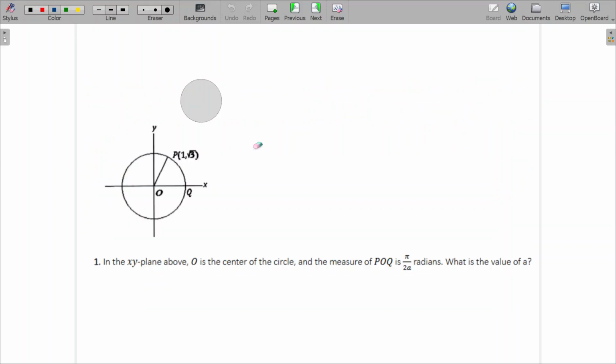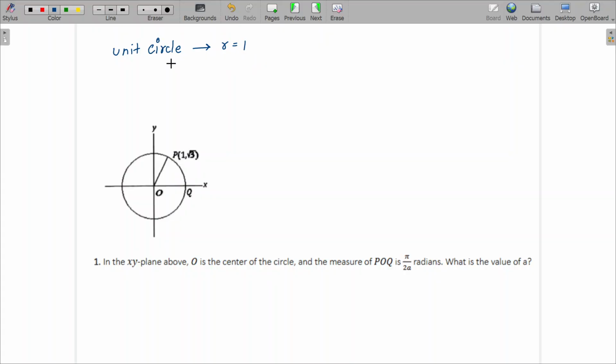So, the first question that we are going to discuss is right here based on unit circles. Now, if you don't know about unit circle, let me give you an idea. In unit circle, the radius is always 1 and the center is given to you. Okay. So, center is 0, comma 0.